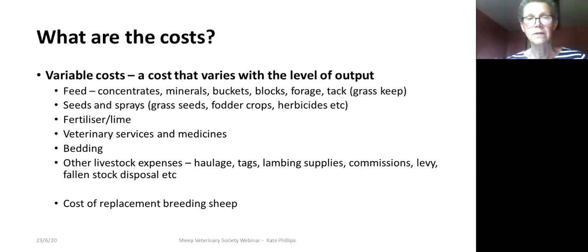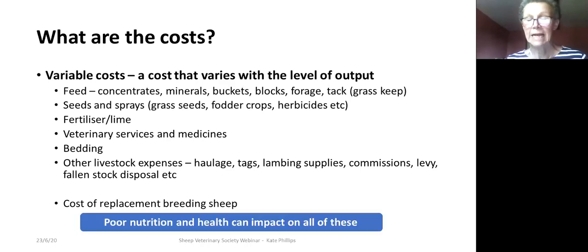Bedding is a variable cost because that can vary each year, and many farmers will be buying that in. And then there's a big catch-all box for other livestock expenses or sundries, which has things like haulage, tags, lambing supplies, castration rings, commissions and levies, and fallen stock disposal, anything that doesn't fit anywhere else, basically. And then we have the cost of replacement breeding sheep, which we need to take account of. It's not exactly a variable cost, but it does vary each year according to mortality and culling rates.